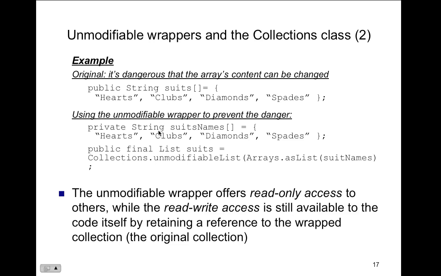So the unmodifiable wrapper offers read-only access to others, while read-write access is still available for the code itself. It retains the reference to the wrapped collection. So the underlying collection is modifiable. When you use it as an unmodifiable list, whatever you do to it, you don't have to worry about it.